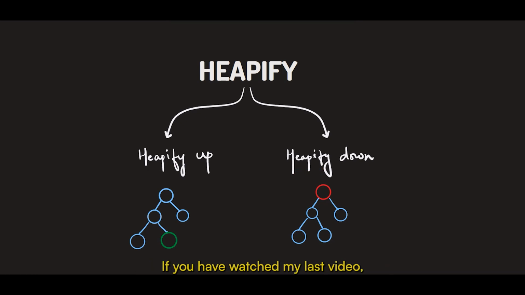If you have watched my last video, you would have observed that when we inserted a node in the heap, we bubbled the inserted element upwards. This is heapify up. And when we deleted the root, we swapped the root with the last element and then we sunk the root such that it goes to its place. This is heapify down. Both of them should be performed recursively until the heap property is restored for that node.